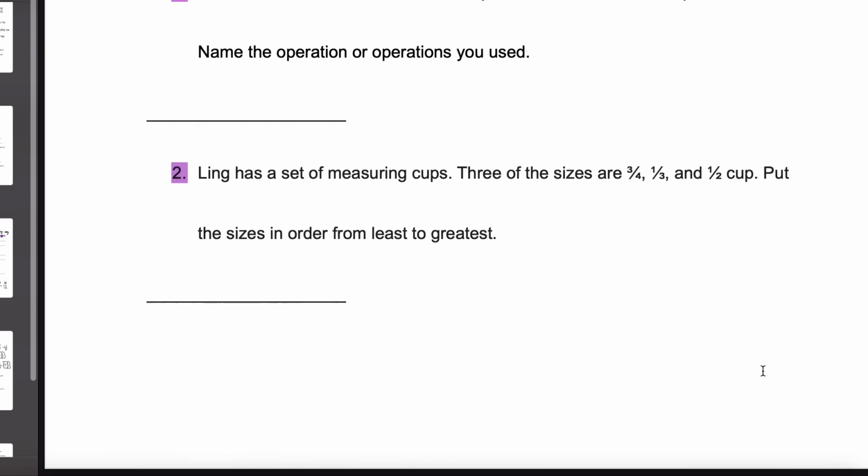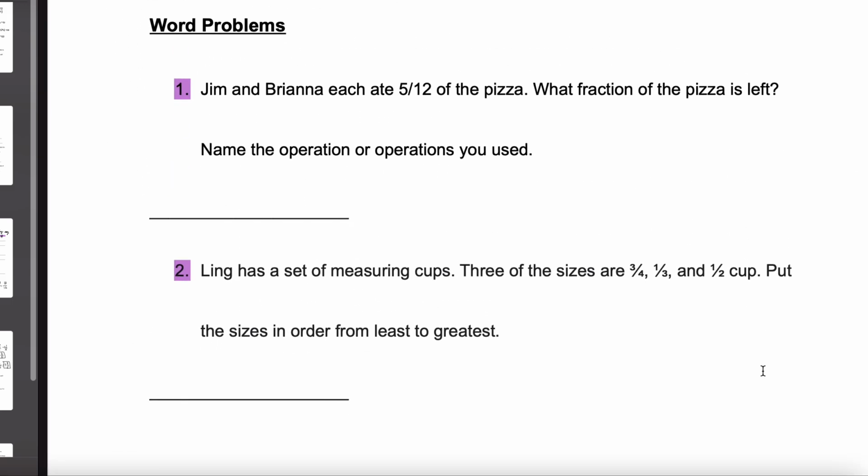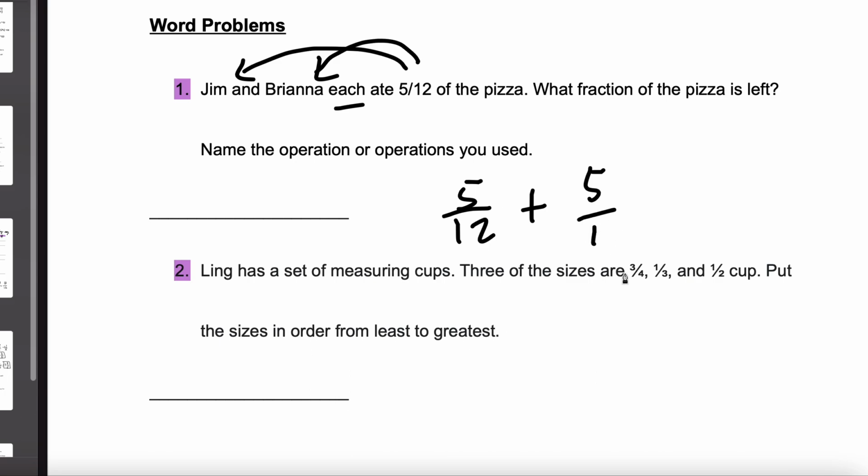Okay, let's move on to word problems. This is our last section. Number 1, Jim and Brianna each ate 5/12 of the pizza. What fraction of the pizza is left? So each means Brianna ate 5/12 and Jim ate 5/12. So we're going to do 5 over 12 plus 5 over 12. And that's going to be 10 over 12.